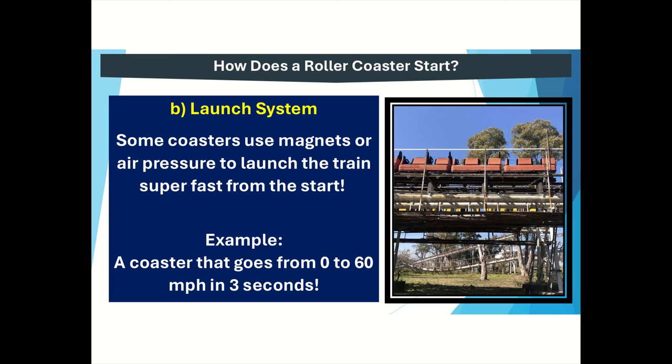How does a roller coaster start? B. Launch system. Some coasters use magnets or air pressure to launch the train super fast from the start. Example: a coaster that goes from 0 to 60 miles per hour in 3 seconds.